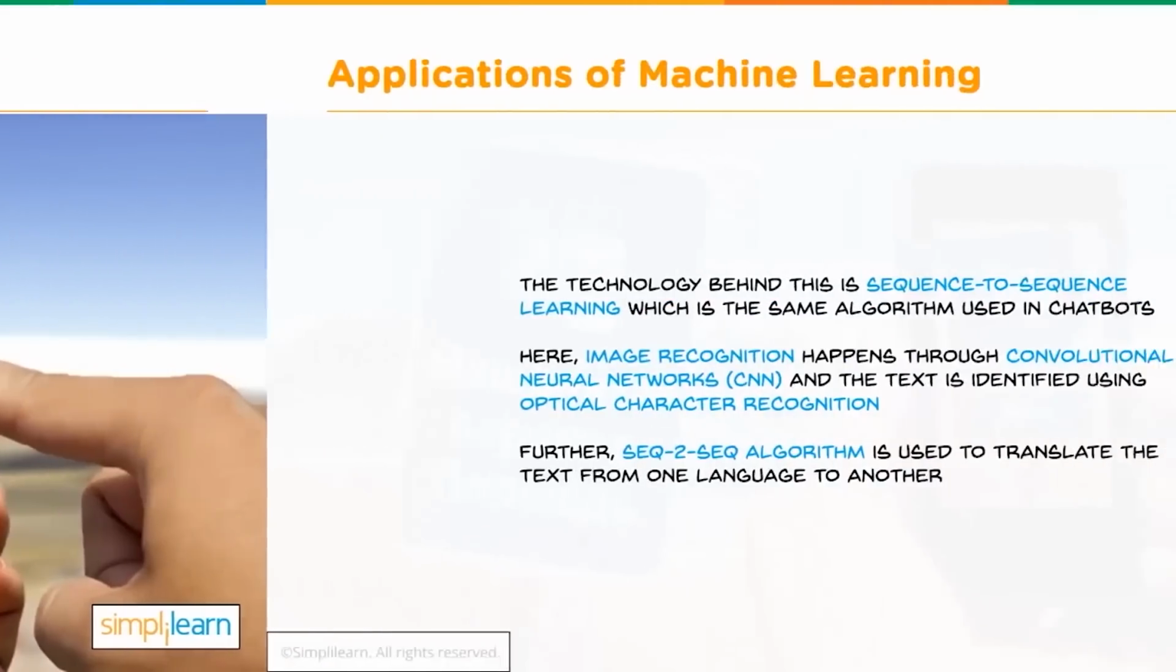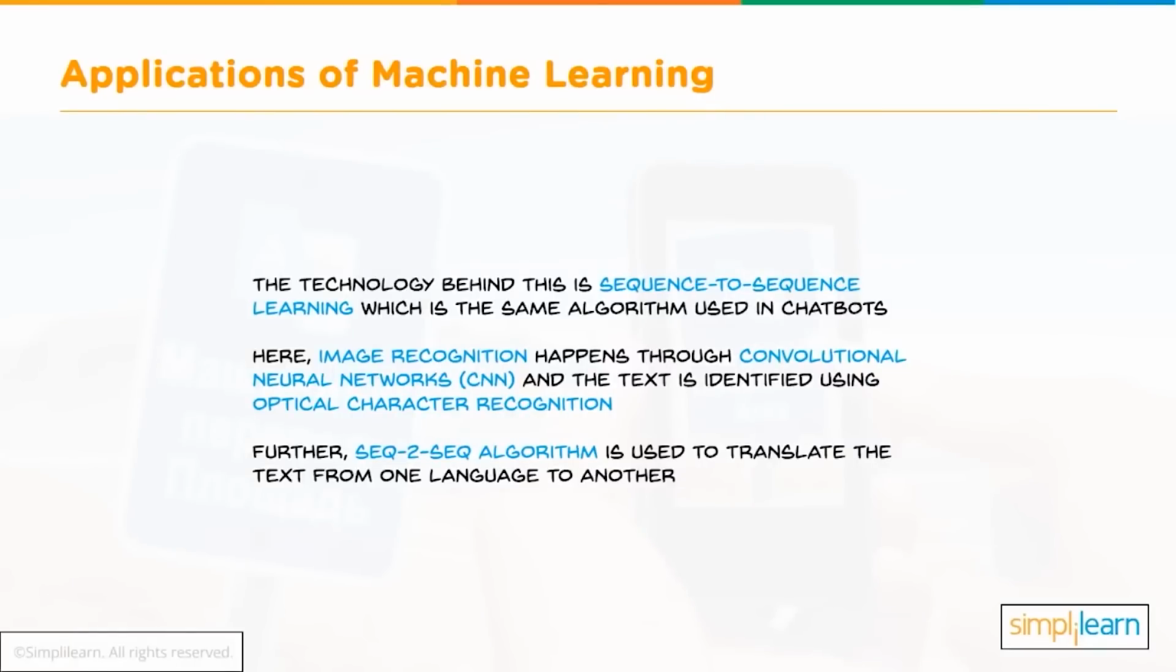How does automatic translation actually work? The technology behind it is the same as sequence-to-sequence learning, which is the same thing that's used with chatbots. Here, the image recognition happens using convolutional neural networks, and the text is identified using optical character recognition. Furthermore, the sequence-to-sequence algorithm is also used to translate the text from one language to the other.